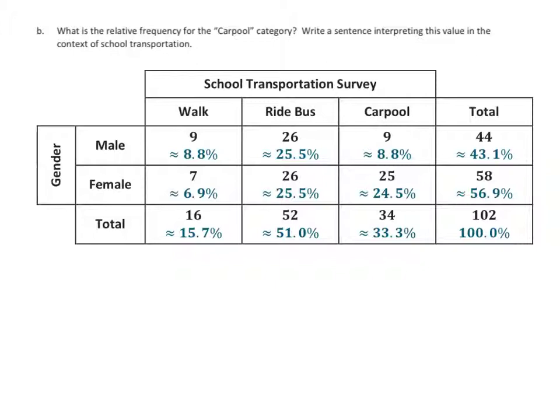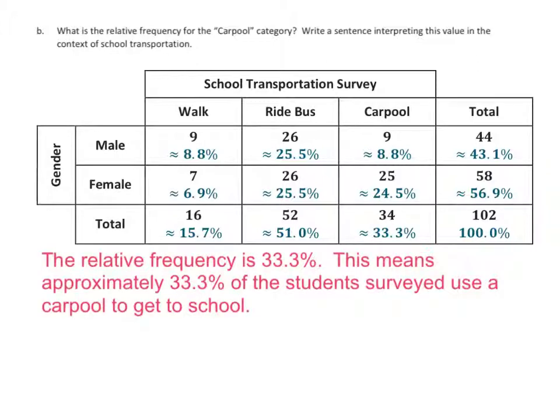Part B. What is the relative frequency for the carpool category? Write a sentence interpreting this value in the context of school transportation. The relative frequency for the carpool category is 33.3%. This means approximately 33.3% of the students surveyed use a carpool to get to school.